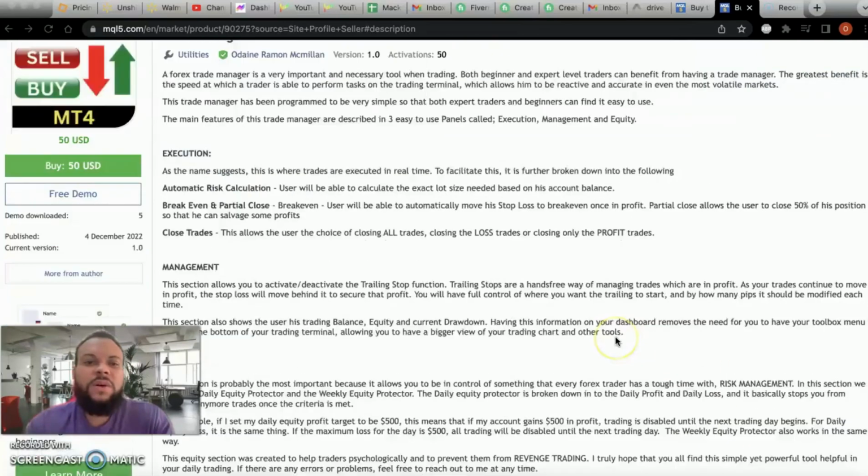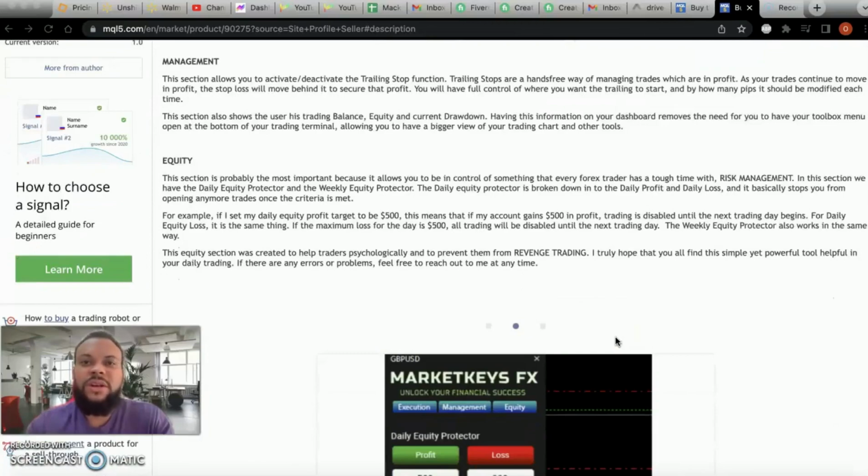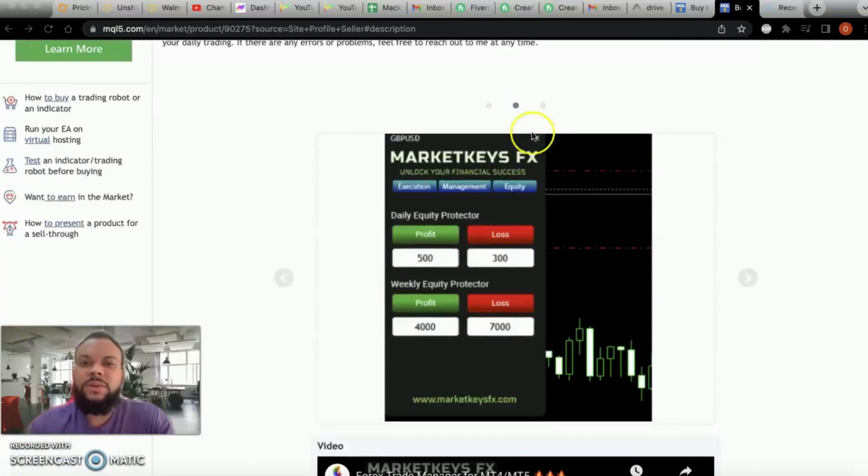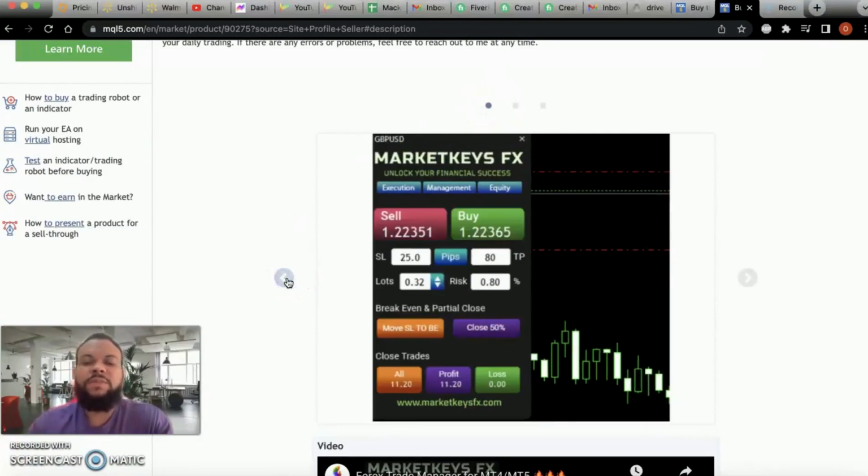All right. Now, our tool, this is our trade manager software. It allows you to manage your trades very easily. So let me show you. It provides a wonderful panel that you can use to buy and sell very easily just by clicking a button. And it also automatically calculates the lot size that you should use. So maybe you want to risk 0.8% of your account. You can just type in your risk, type in your stop loss, and it will automatically calculate the lot size that you should be using.